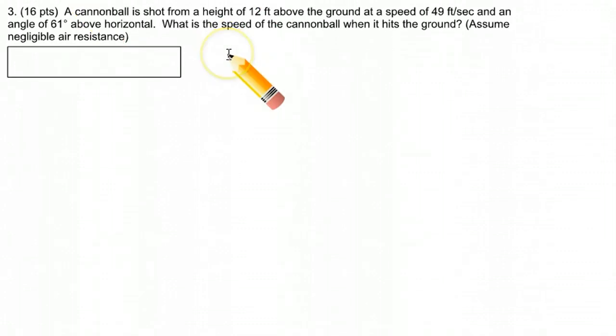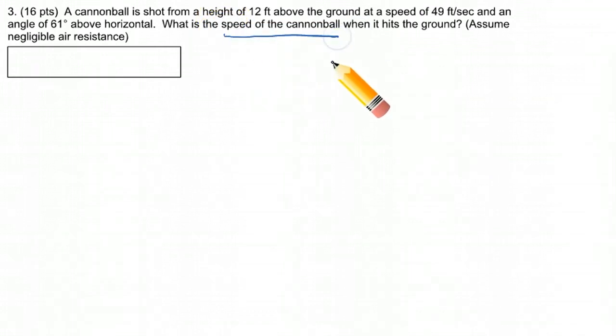Okay, we're going to work problem 3 here. The cannonball is shot from a height of 12 feet, speed of 49 feet per second, angle 61 degrees. We want to find the speed of the cannonball. That's the important thing. The trajectory equation gives us information about the location, but it doesn't give us any information about the speed along the trajectory. So that is an indication that we do not want to use the trajectory equation.